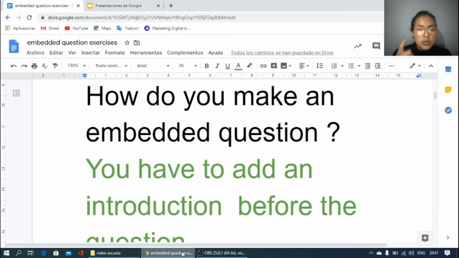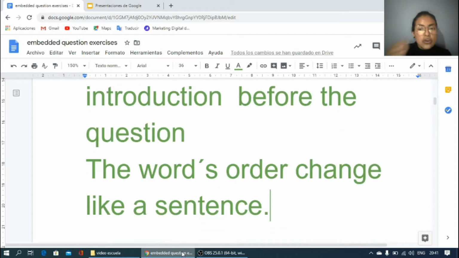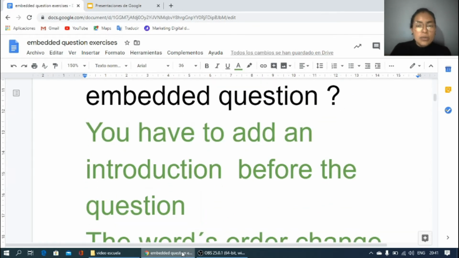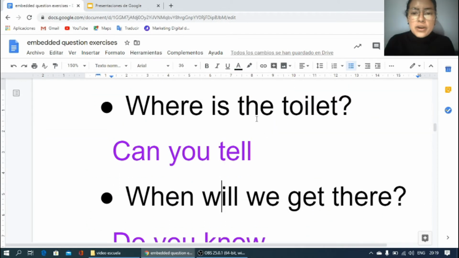You have to add an introduction before the question and the word order changes like a sentence, okay? Cuando nosotros queremos hacer una pregunta indirecta, tenemos que añadir una introducción antes de la pregunta. Y segundo, el orden de las palabras va a cambiar, okay? And let's practice, okay? Where is the toilet?